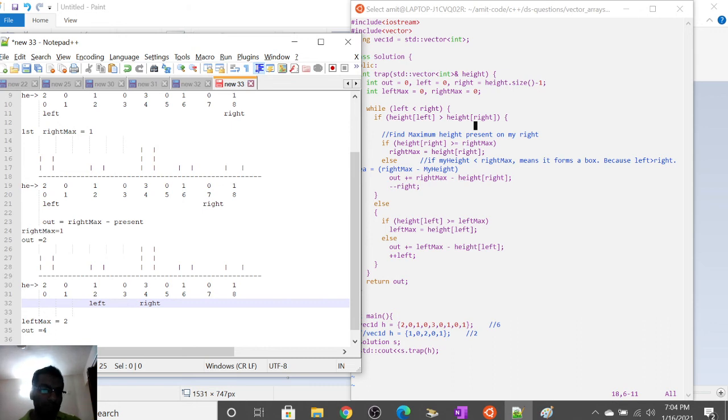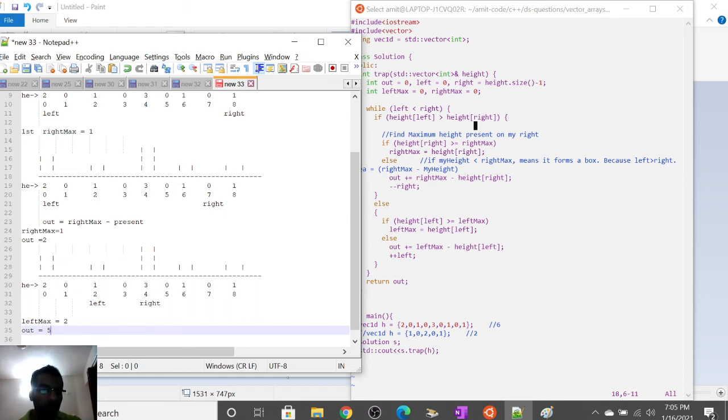Now the interesting case here is that the height is 1, right? So the amount of water that can be trapped here is this much. This is the box here which I'm just highlighting. It means that at this index, the amount of water that can be trapped is left max, which is 2, minus my height, which is 1, plus the previous output, so it will become 5.